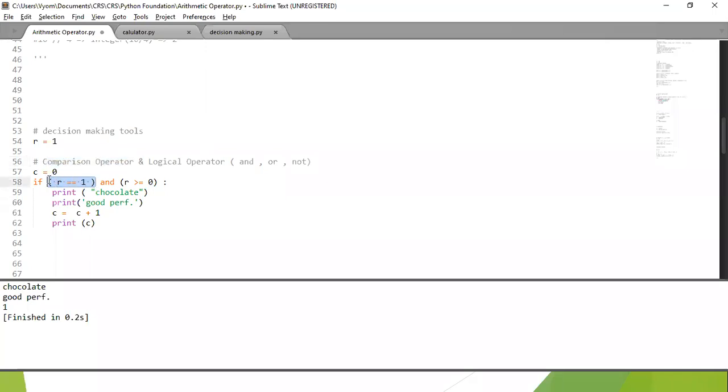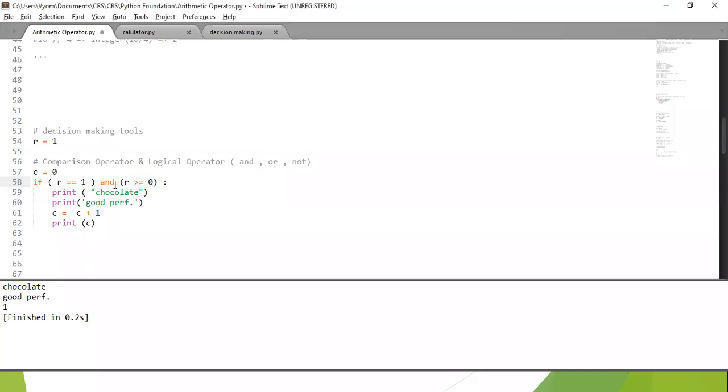This will return us true, because R is greater than or equal to 0. Yes, it is greater than, so fine. Yeah, it will return true. This will return true. Okay, yes, I understand. You guys understand.